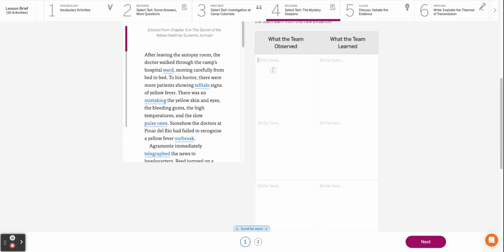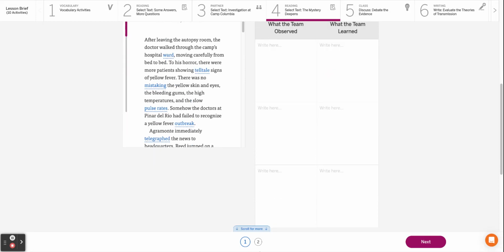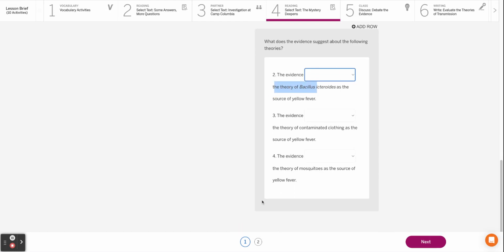And then what did the team learn from how they experimented with what they observed, right? So if they saw that the prisoner did something and did this, but how did the prisoner's exposure to yellow fever happen? That's what they're trying to find out. You're going to explain what they learned from their observations of the prisoner. Again, this evidence right here, is it supportive? Is it opposing? Does it not apply? Card 2.